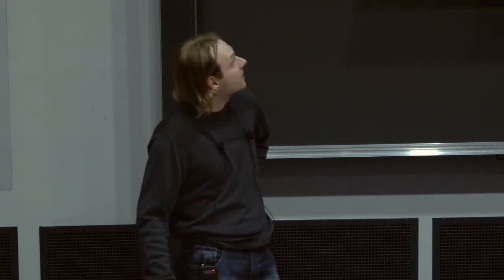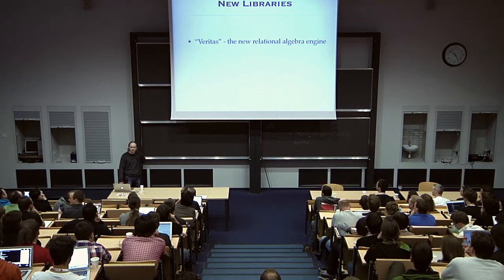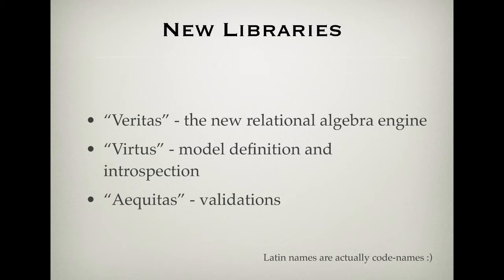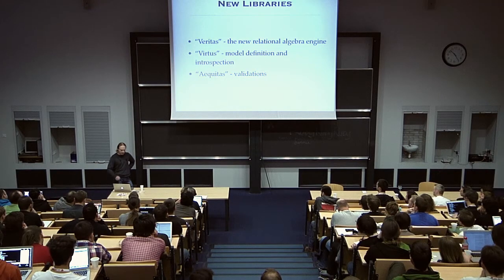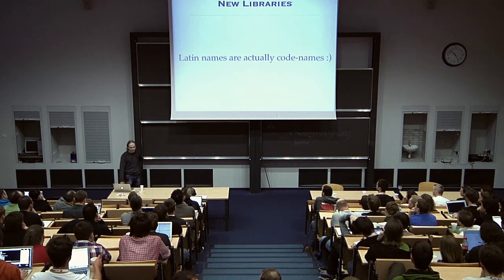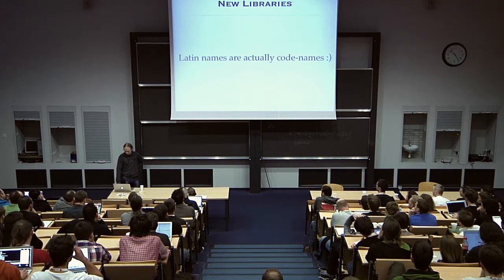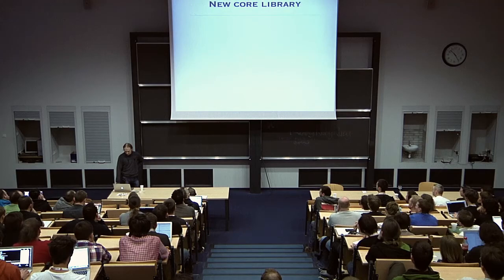So what are the new libraries? First one is Veritas. This is the already mentioned new relational algebra engine. We also have Virtus, which is a model definition and introspection layer, and Equitas, which is the new validation library, which is the current implementation of validations extracted from DataMapper 1, refactored and improved. The Latin names are code names, so we're going to rename all the projects when they are ready. You have to be aware of that.